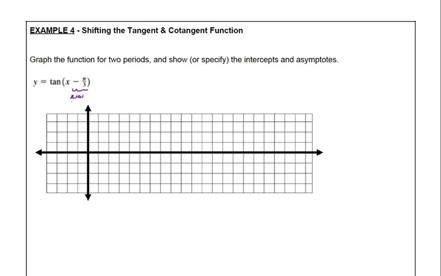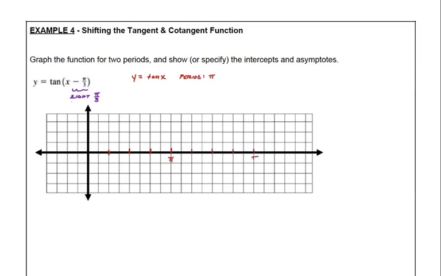So tangent of x minus pi over 3 is going to be a shift of the tangent function to the right, pi over 3. So the way I'm going to approach this is I'm going to graph tangent of x, and then I'm going to just take that function and shift it to the right, pi over 3. Similar to how we graphed sine and cosine, shifting them left and right, I'm going to do a similar process here. So tangent of x has a period of pi.